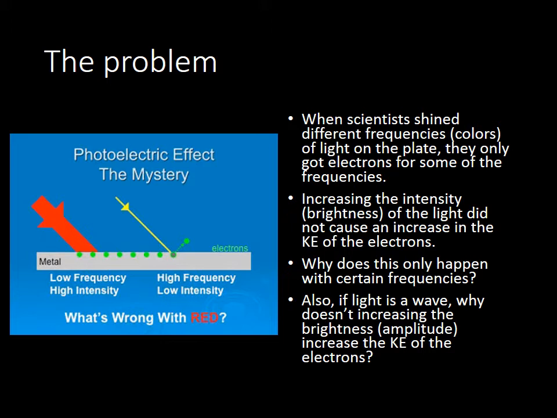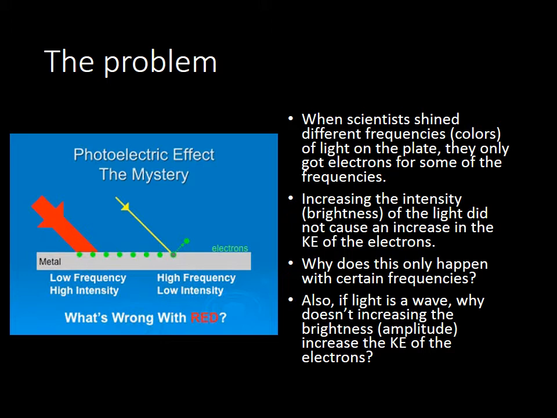But when they started investigating this photoelectric effect, scientists would shine different frequencies of light on the plate, basically different colored lights like red light and green light and blue light and purple light. But they only noticed a current. They only got electrons for some of the frequencies.